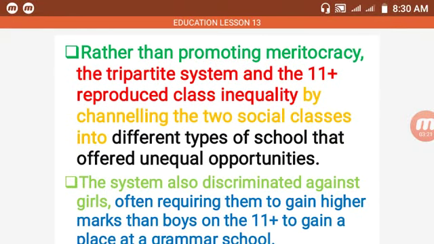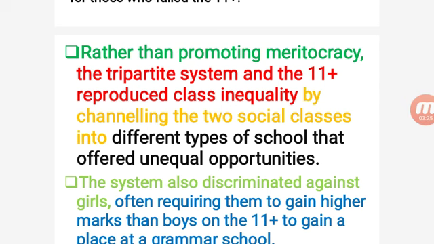Rather than promoting meritocracy, the tripartite system and the 11 plus reproduced class inequality by channelling the two social classes into different types of school that offered unequal opportunities. Because these elite schools and grammar schools were specially designed to fulfill the needs of the elite and the middle class. Only these kids could get admission in those schools, and the working class kids couldn't get in there. So that's the reason this system created a wide difference between the middle and upper class on one hand, and the working class kids on the other hand.